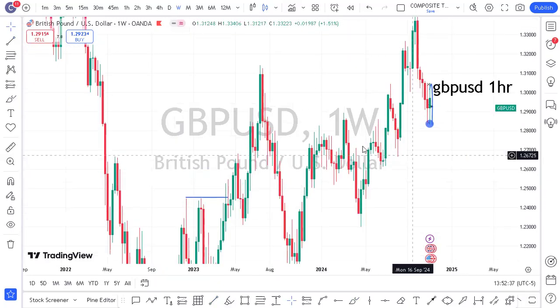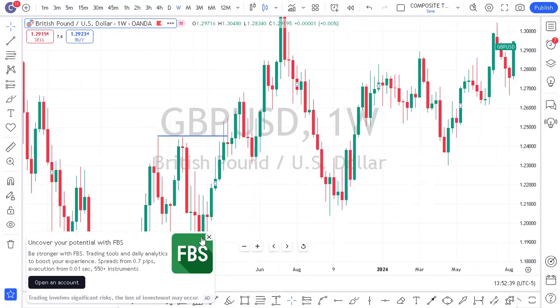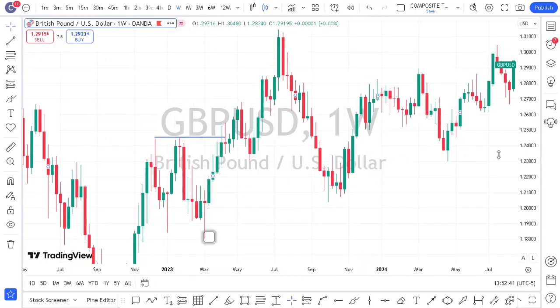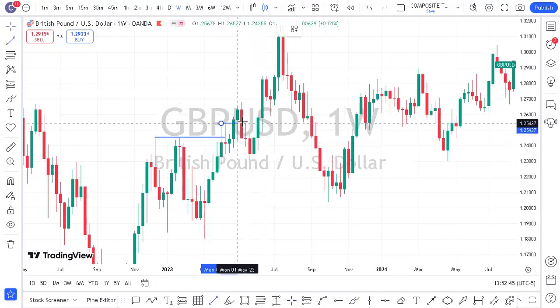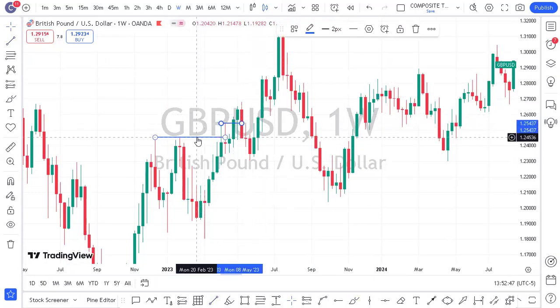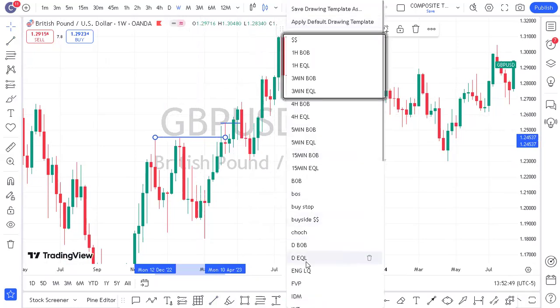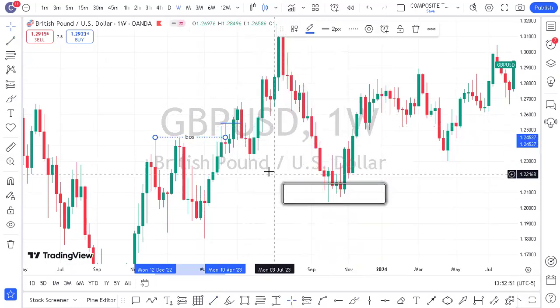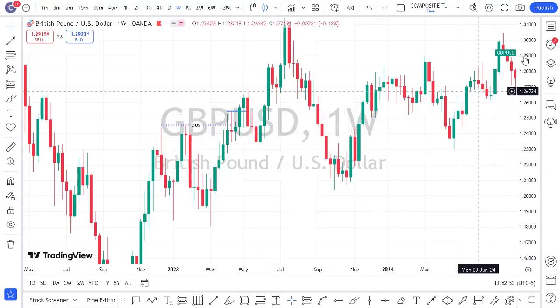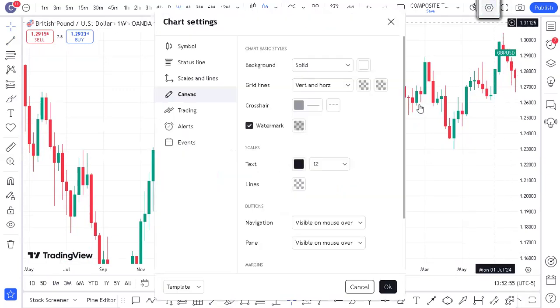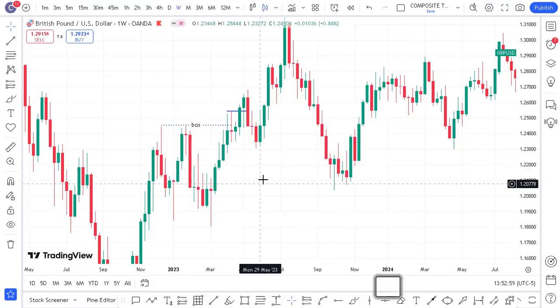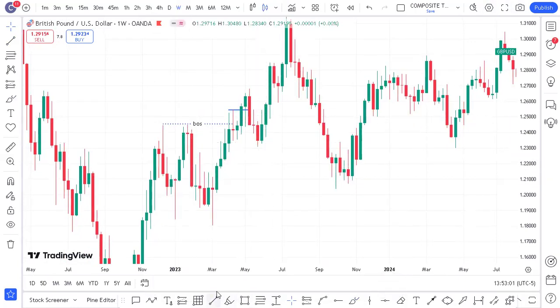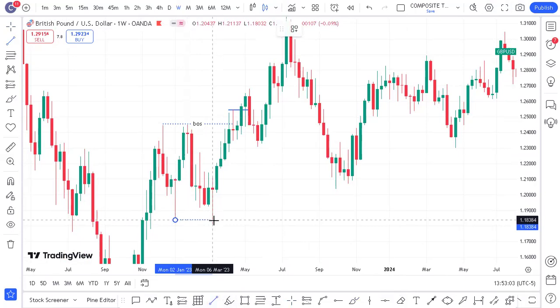Let me zoom in a little bit. This is the first break of structure we got here, but the market never closed well. Remember, for a good break of structure, the market must close with the candle. So this was our first break of structure here. I like working without a watermark on my background so that I have a clean chart. Break of structure, this was the inducement that was taken out.